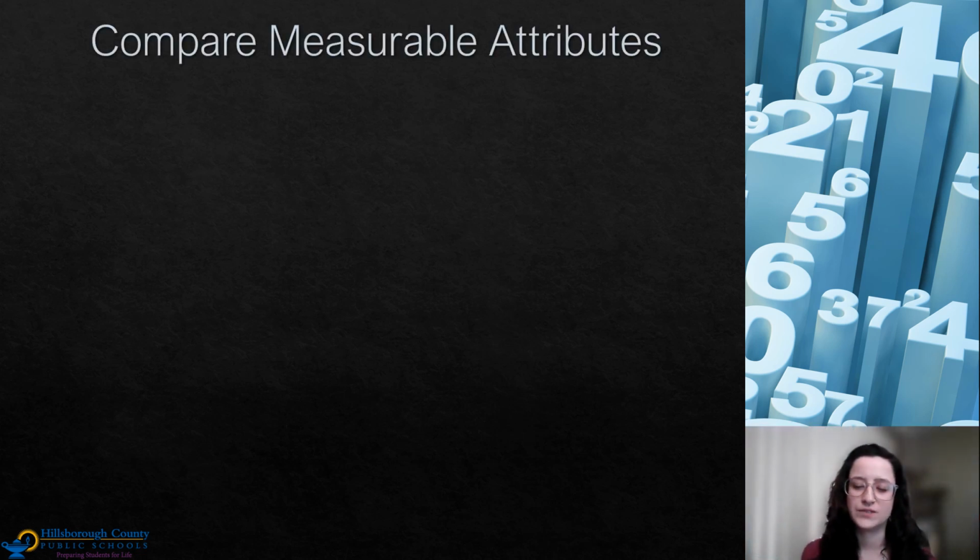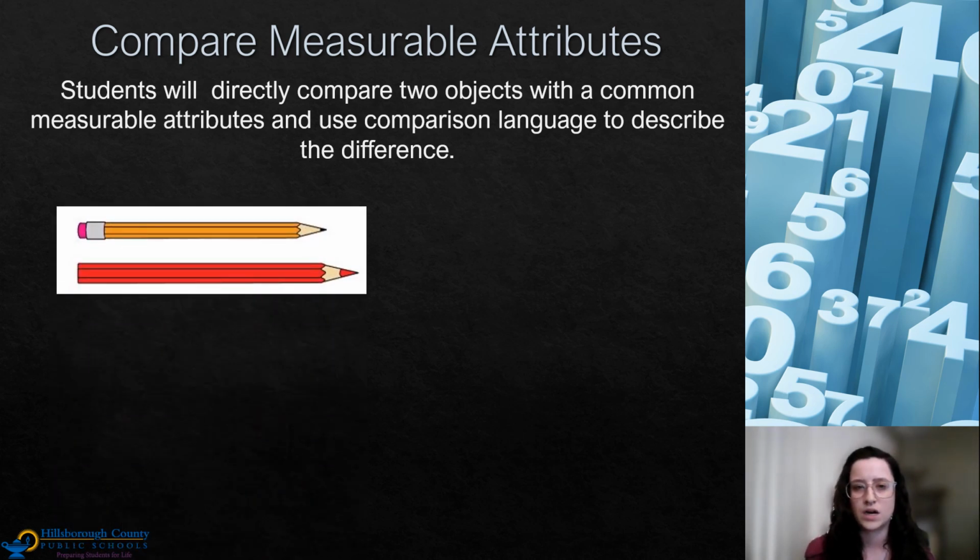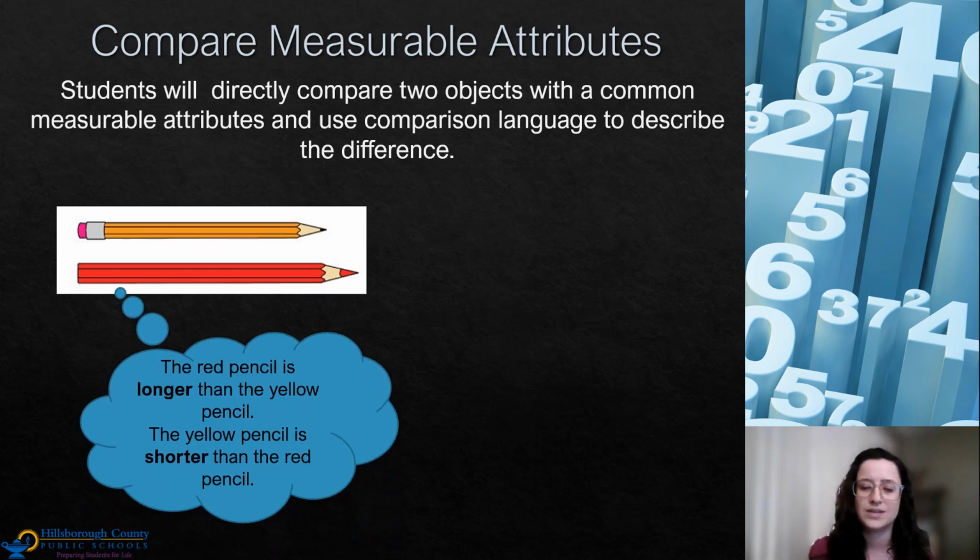After students are successful with identifying measurable attributes, they'll begin to directly compare two objects that have a common measurable attribute and use comparison language to describe the difference. To directly compare objects with common measurable attributes, they should be placed right next to each other, and this could include concrete objects or pictures of objects. In the example on the screen, I have two pencils that I have placed together. The measurable attribute that they have in common is length, and I could say that the red pencil is longer than the yellow pencil, or the yellow pencil is shorter than the red pencil.